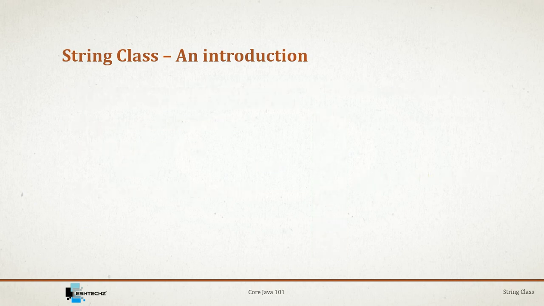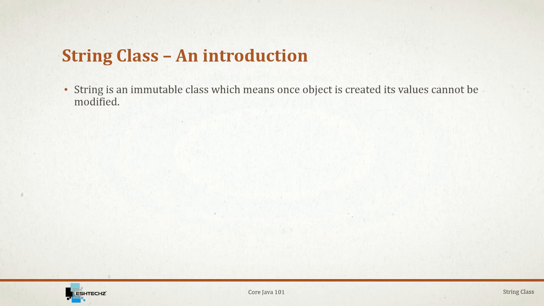String is an immutable class, which means once an object is created, its values cannot be changed or modified. For example, String s1 equals hello. Now according to the above line, s1 cannot be changed. But if we assign a new value, let's say hello world, to s1 and try to print s1, it will give us hello world back. But why? We just said value cannot be changed.